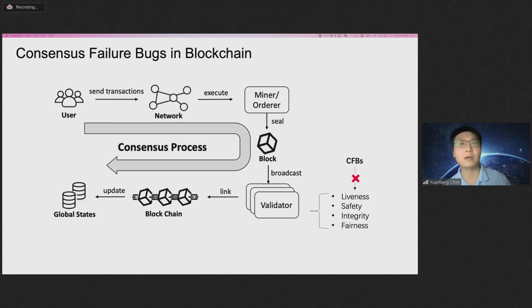The consensus process commonly used in blockchain systems can tolerate node crash failures and even Byzantine attacks. The consensus process guarantees four key properties in blockchain systems: liveness, safety, integrity, and fairness. Unfortunately, due to the complexity of the consensus process, it is hard to avoid bugs in its implementation. Any bugs that break these four properties, leading to consensus failures, are called consensus failure bugs.